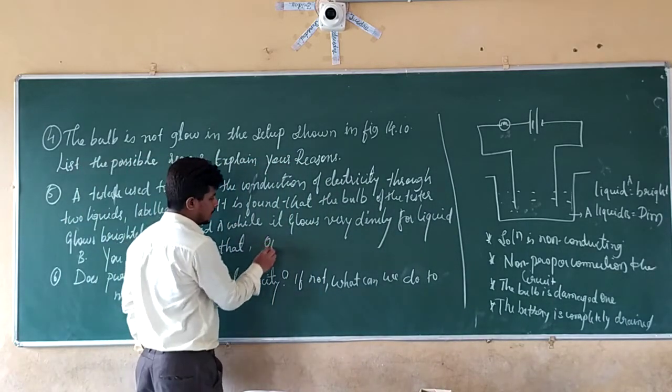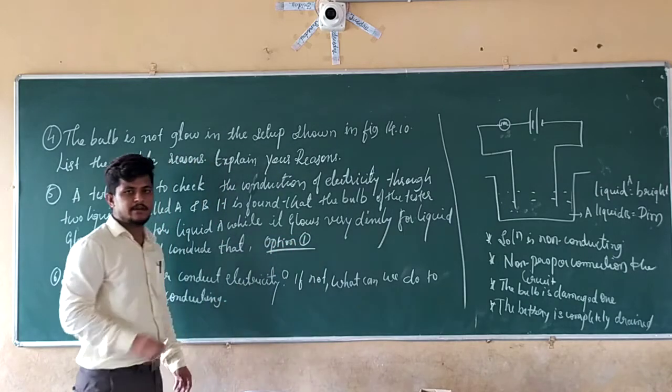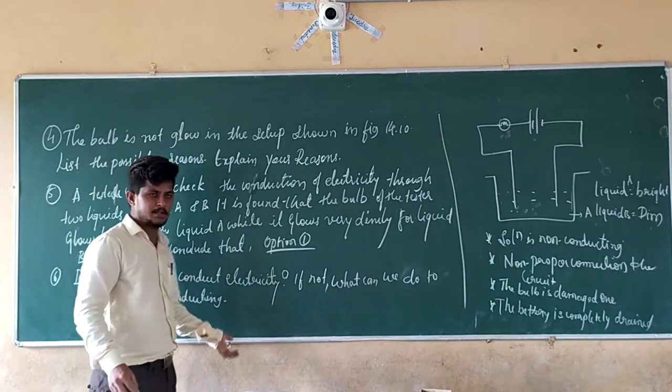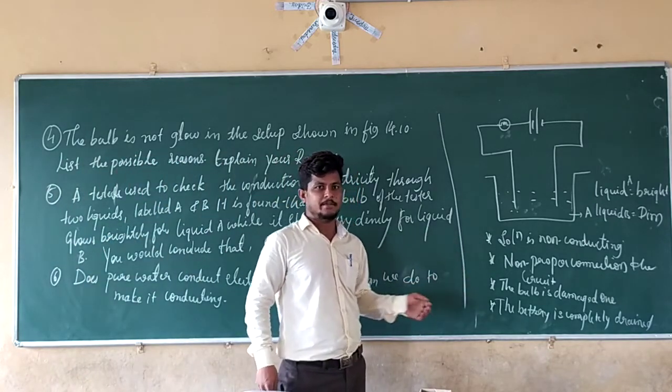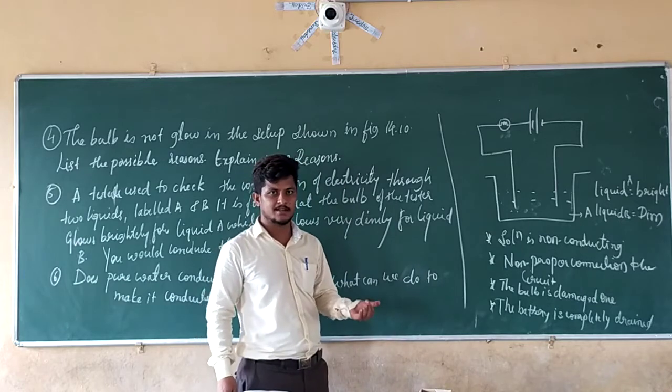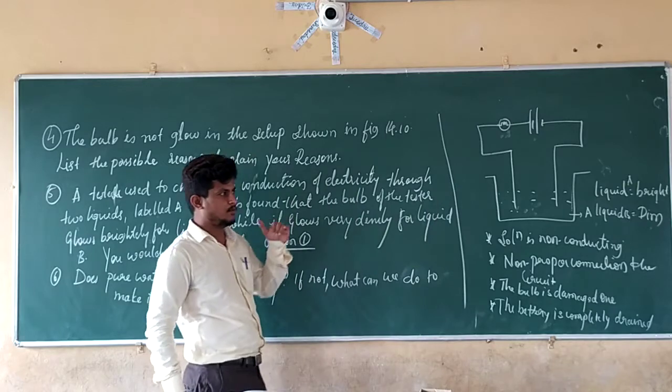The first option is correct. That is nothing but liquid A is a better conductor than liquid B. Right? In this manner we can check the conductivity also. Conductors and electricity can be checked by this setup only.